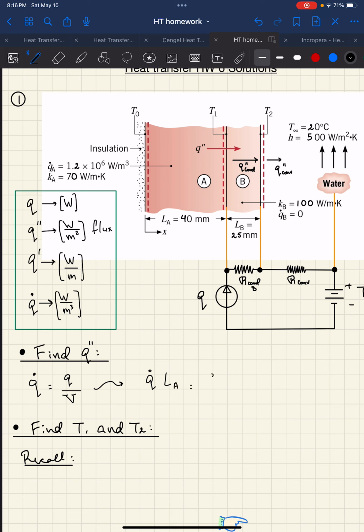So remember, Q dot is Q per unit volume. The volume was the cross-sectional area times the length. Now I'm multiplying that by the length. That kills this length in the denominator, and we're just left with Q over A, which is, of course, our flux. It's Q double prime, watts per meter squared. So if I multiply by the length, I can write things in flux, in other words, watts per meter squared. That is going to be the most useful way to solve this problem. So let's actually do that.